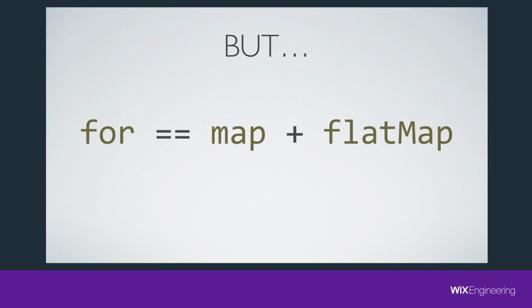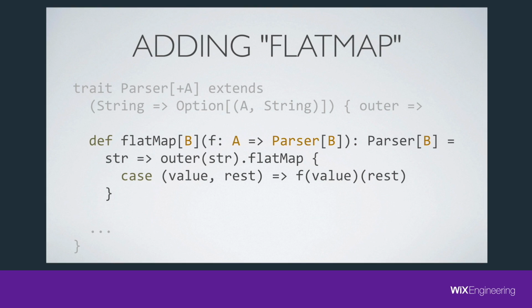But in order to use for comprehensions, we need both map and flat map. We already defined map, but we still don't have flat map. As the title of the video suggests, parser is also a monad. This means we can add flat map. The implementation here might be a little more confusing than the map and OR combinators we already defined. But if you try to implement it yourself, you'd see that the types kind of fall naturally into the right place and lead you towards the correct implementation. Now the for comprehension will work as expected.